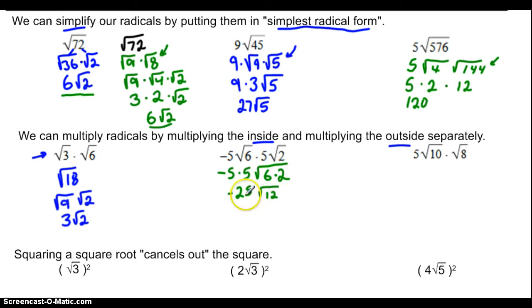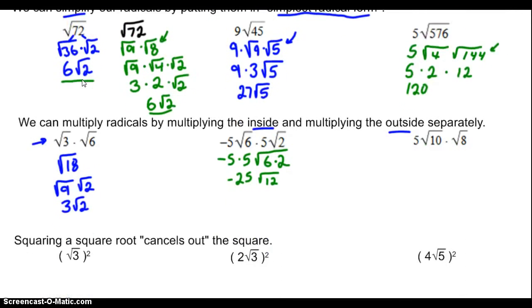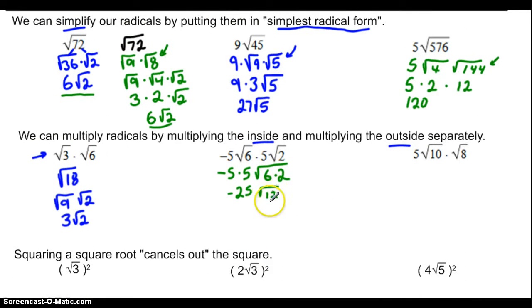And again, we ask ourselves, can we simplify this at all now that we're done with multiplying? And we think, what number is going to divide 12? What about 4? We can divide out 4. So the square root of 12, we can save the factor of 4. That's 4 times 3. Bring down the negative 25.